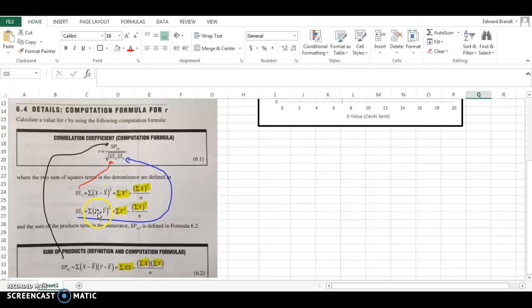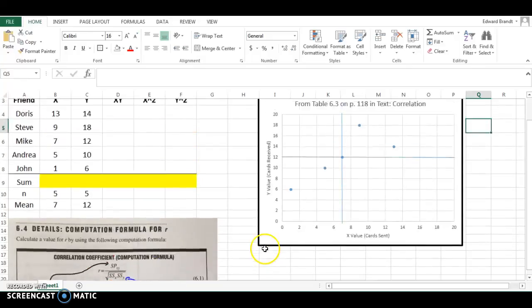But these definition formulas are very complicated to follow. What we're going to do instead is use the computational formula, which really doesn't tell you what's going on, but it's a lot easier to manage the numbers. So I'm going to use Excel to come up with each of these pieces highlighted in yellow.